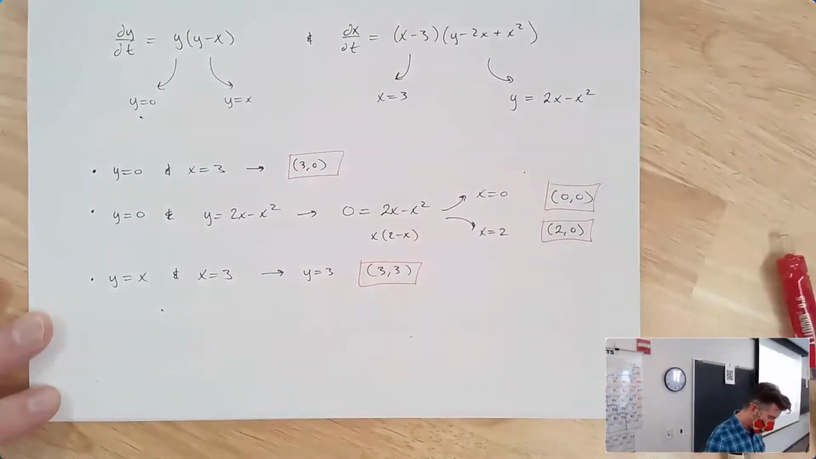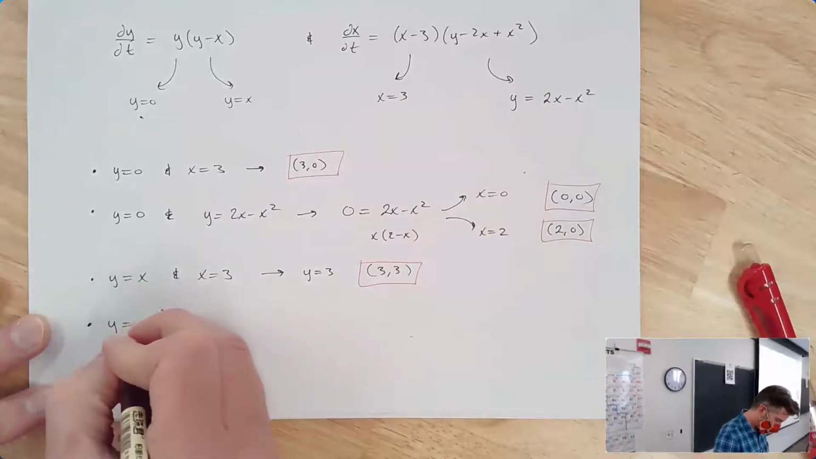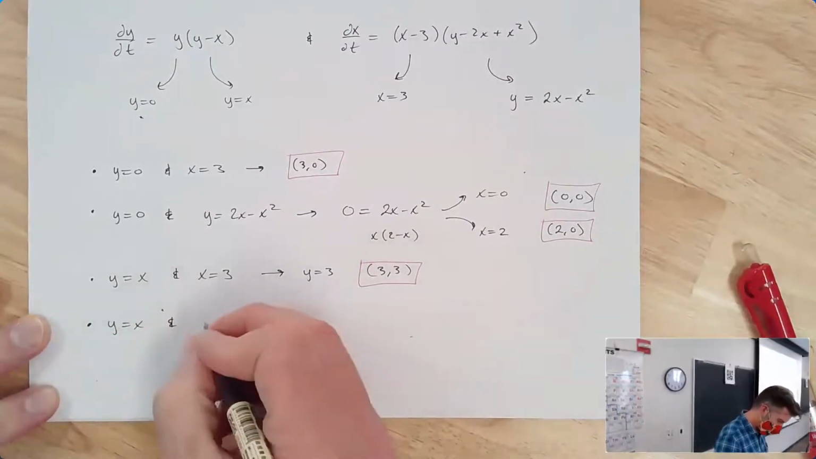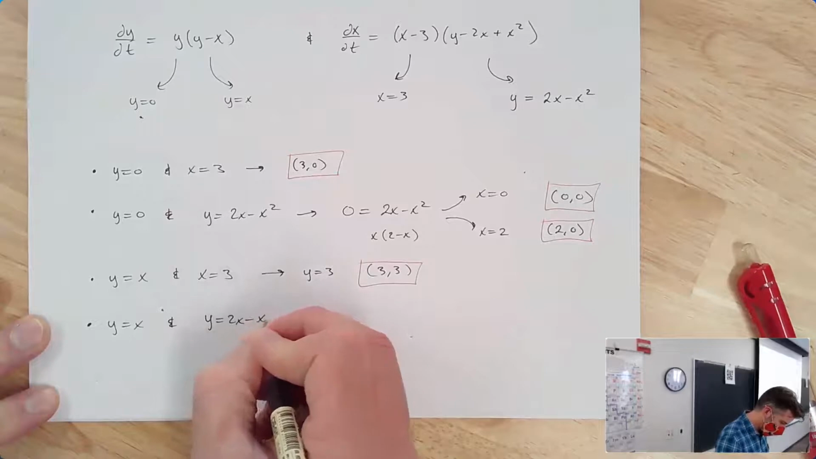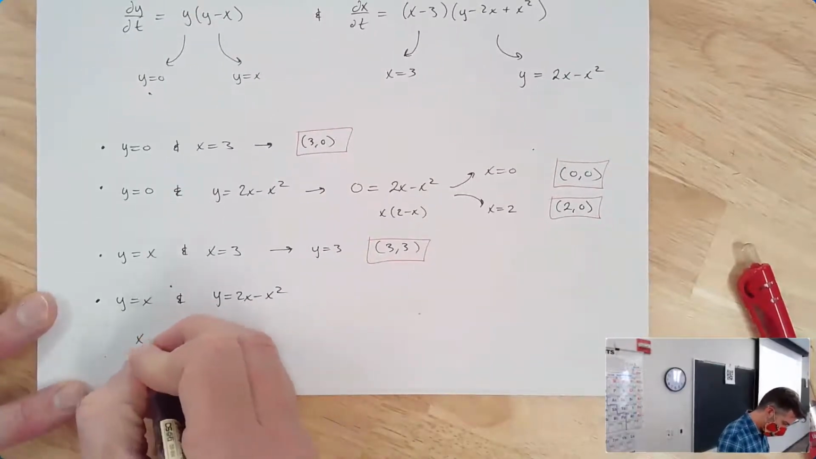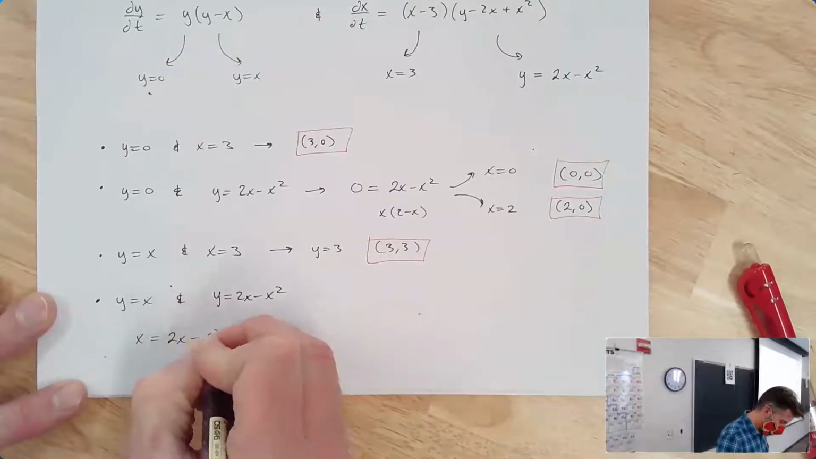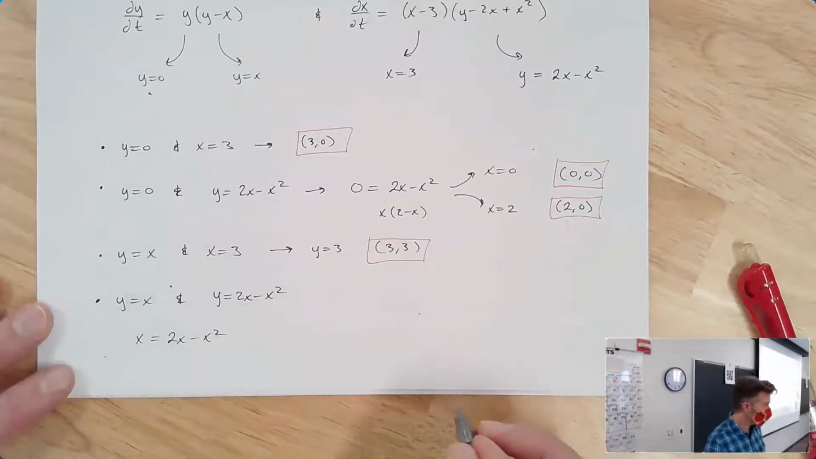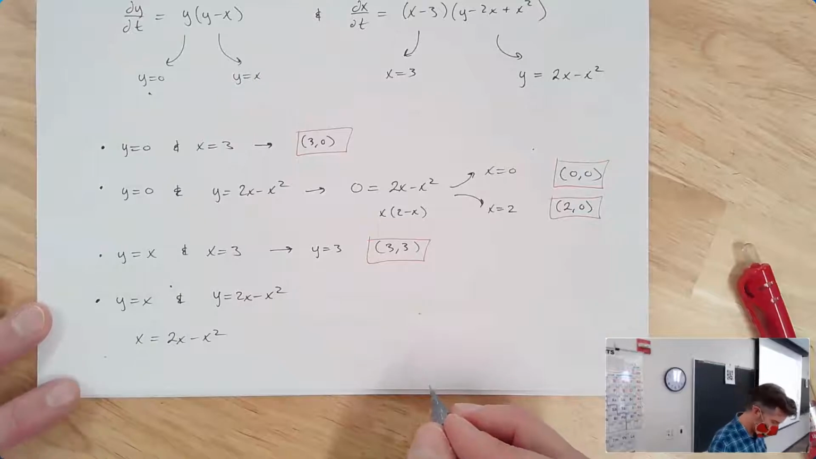And then finally, we have y equals x and y equals 2x minus x squared. So plugging in x for y, we get x equal to 2x minus x squared. Maybe I missed one. There might be a sixth one I didn't catch.